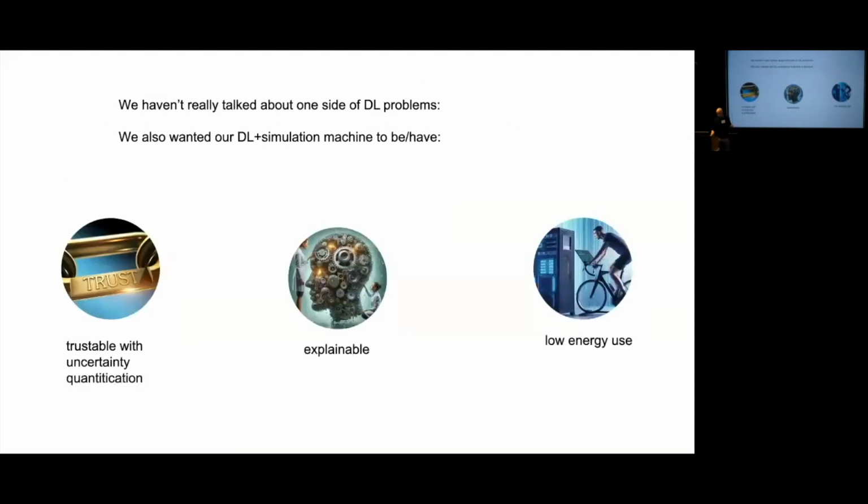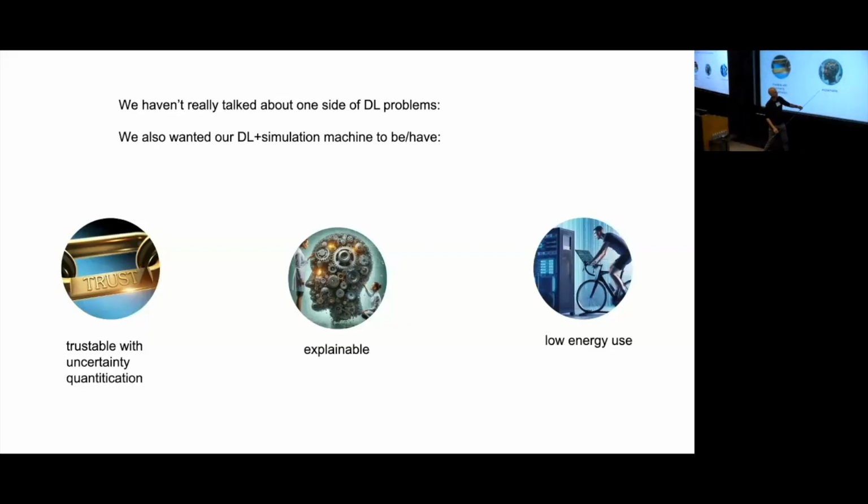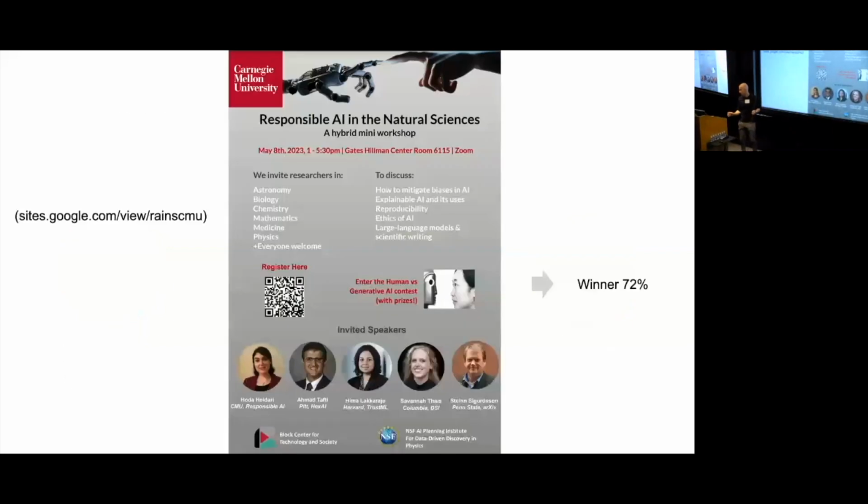Okay, so I'm almost at the end. One thing that we haven't really talked about that we wanted our machine to have was being trustable, explainable, and low energy use. Okay, I'm going to defer through a lack of time. We had a conference at Carnegie Mellon 5 months ago, Responsible AI, and there were a lot of talks. You can go to the website and you can see some experts, for example, in trustable and explainable AI, and the talks are online.